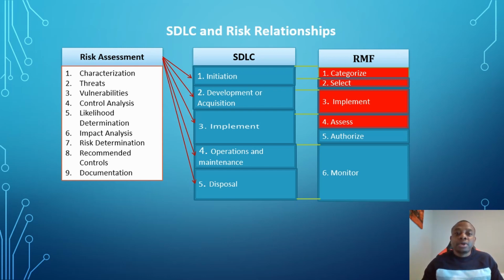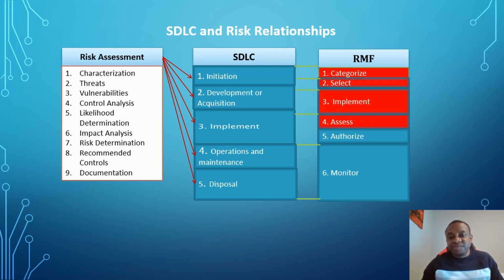Now, looking at the SDLC and mapping it to the risk assessment, you will see that the arrows point to each step of the SDLC, but the arrows do not point to each step of the risk assessment, meaning that at each step of the SDLC, you conduct a risk assessment. On the side of the risk management framework, you will see that the categorize and select steps map to the initiation phase, because at the time when they are determining the information types that will be processed through the system, you are categorizing and selecting the applicable security controls.